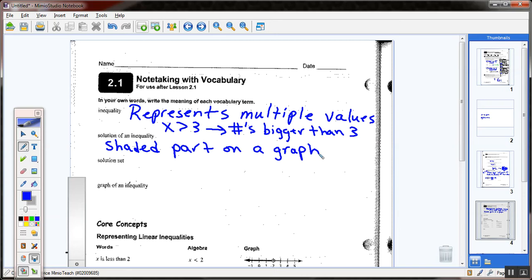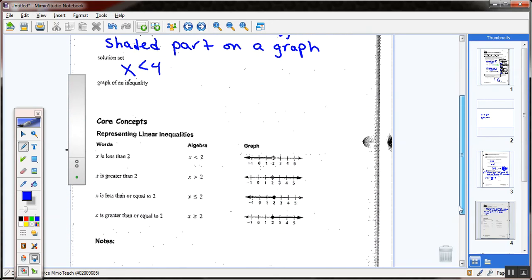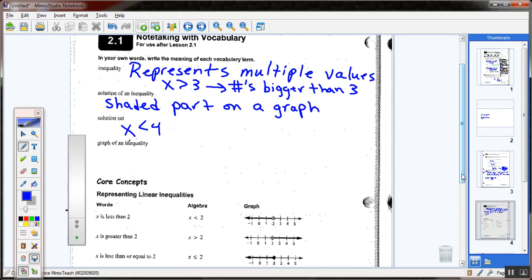Okay? And then a solution set. Solution set is just like comparing x less than 4. That's your solution set. And then a graph, I don't need to tell you what that is. You know what that is. All right? Don't need to talk about this. You should know that. Do you guys have that stuff written right there? It's a pretty easy section. In fact, this might be the easiest section we cover all year.